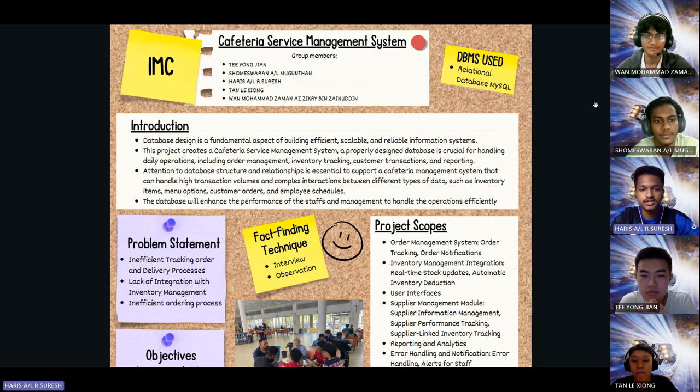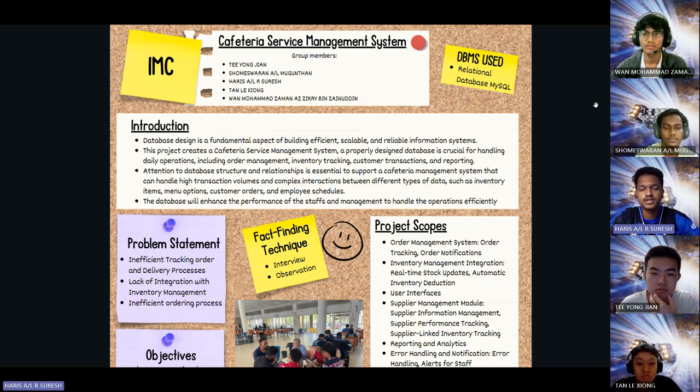Attention to database structure and relationships is essential to support the cafeteria management system that can handle high transaction volumes and complex interaction between different types of data, such as inventory items, menu options, customer orders, and employee schedules. This database will enhance the performance of the staff and the management to handle the operation efficiently.